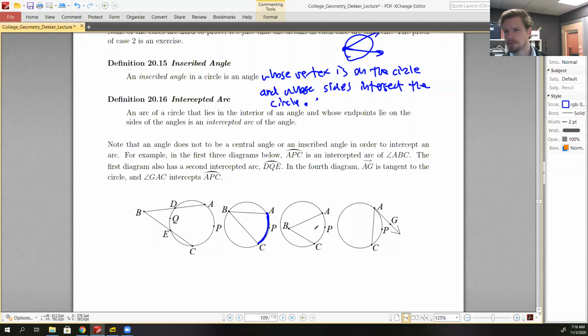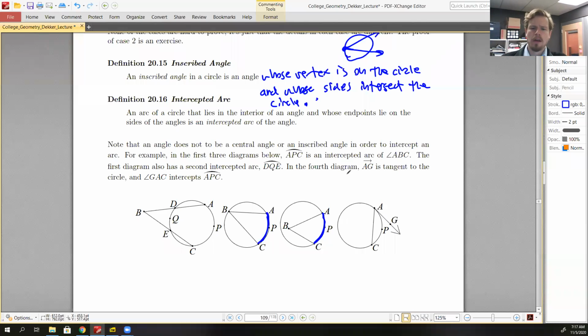So start with our vertex inside the circle. If we look at our vertex inside the circle, then we have our angle, and the intercepted arc is the arc of the set of points on the circle between the intersections of the angle and the circle. Intersection, intersection, it's the points in between that are in the interior of the angle.